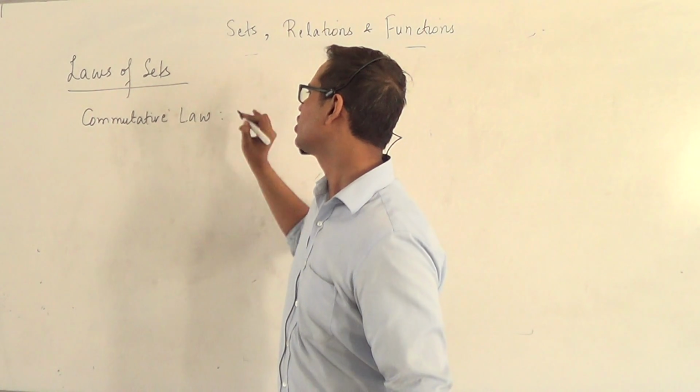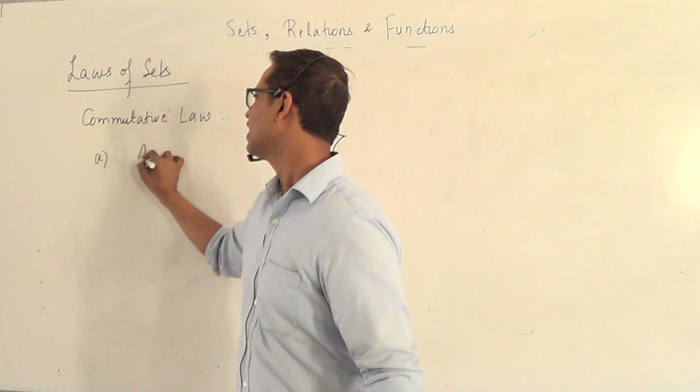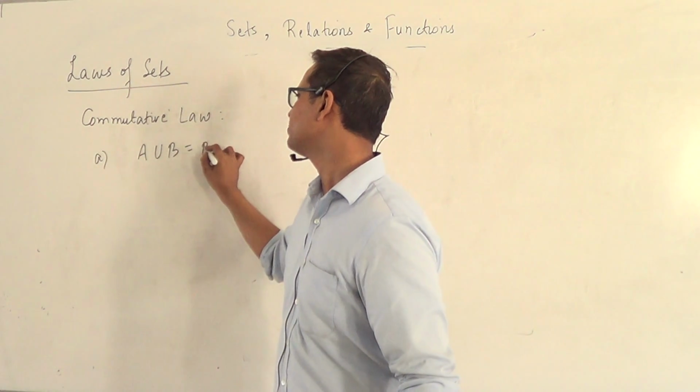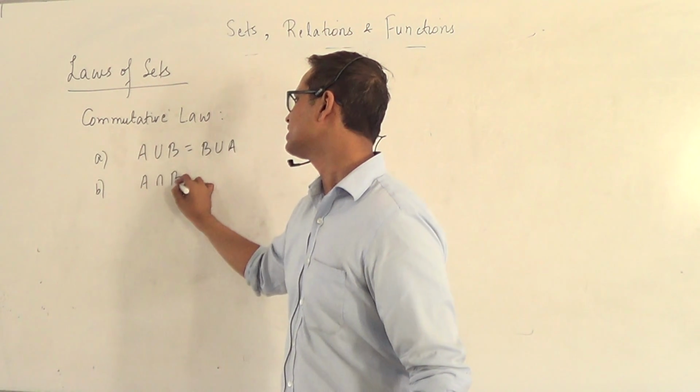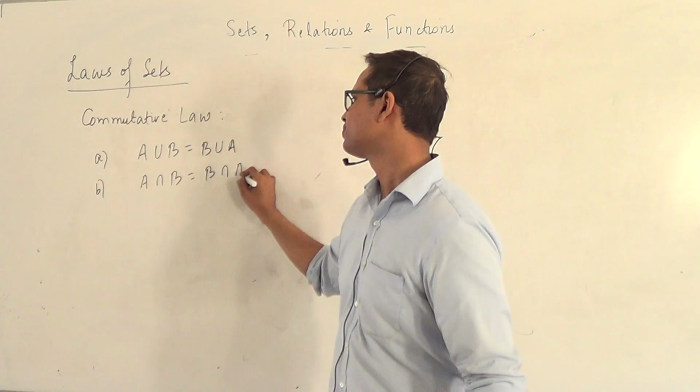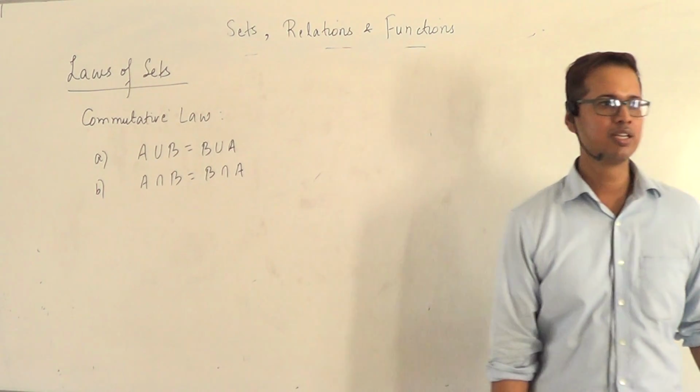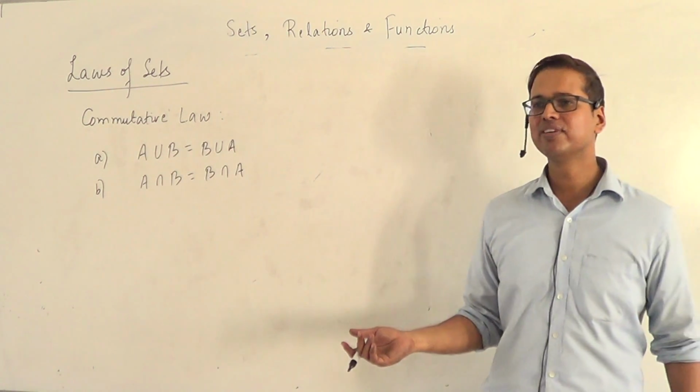Commutative law, under this law we are going to study two things. A union B is the same as B union A, and A intersection B is the same as B intersection A. Again, the proof for this is very trivial.